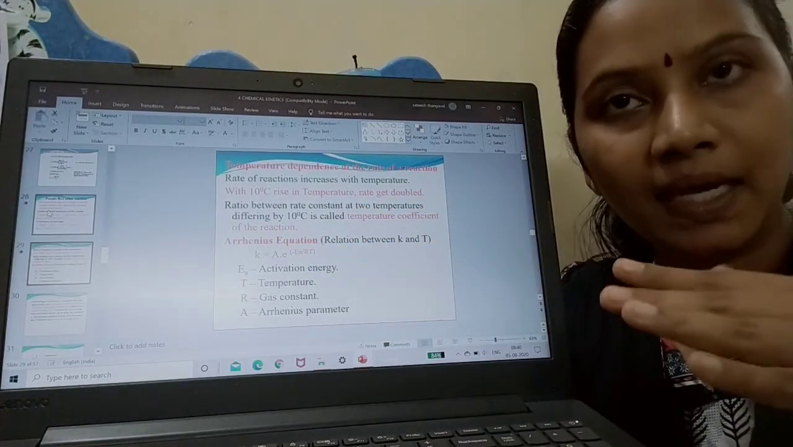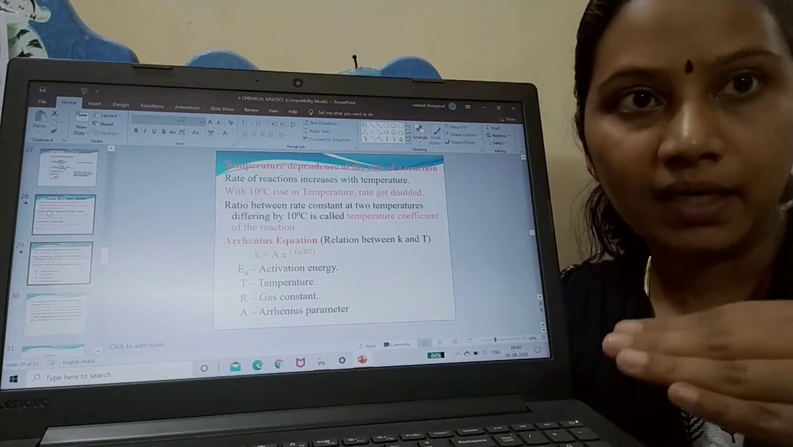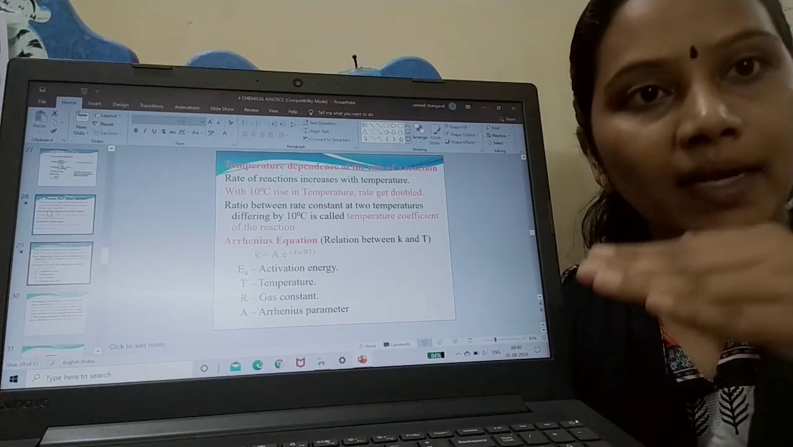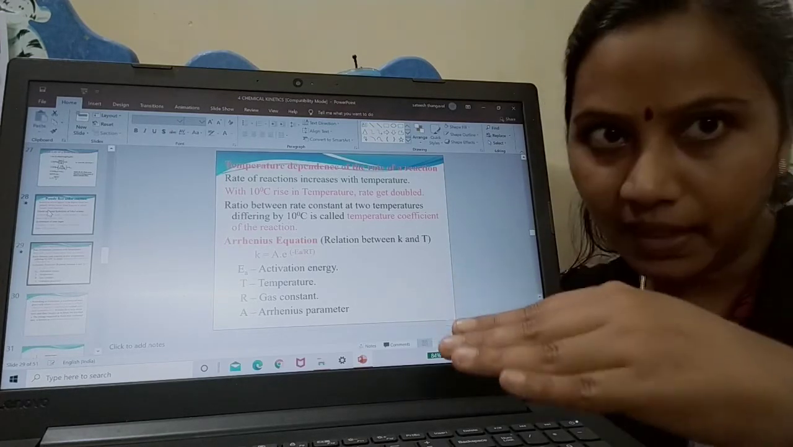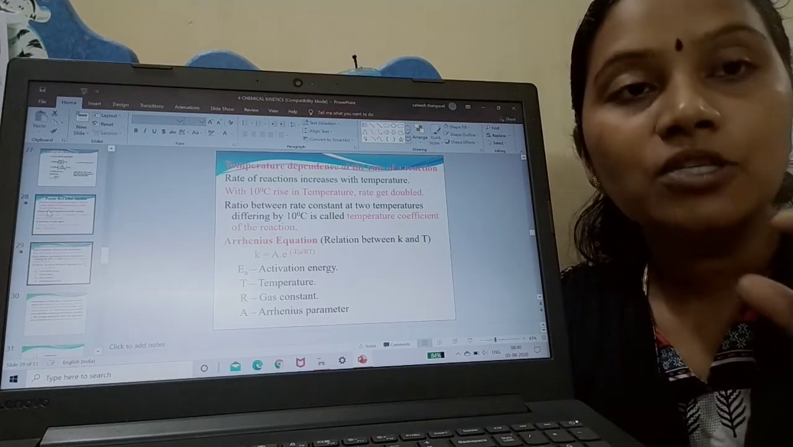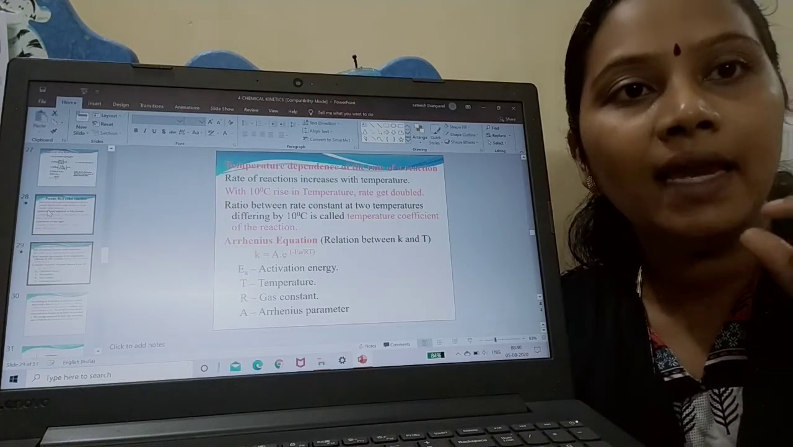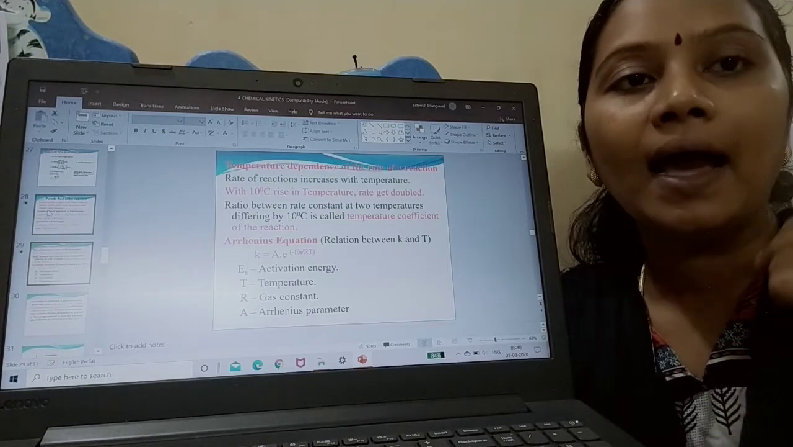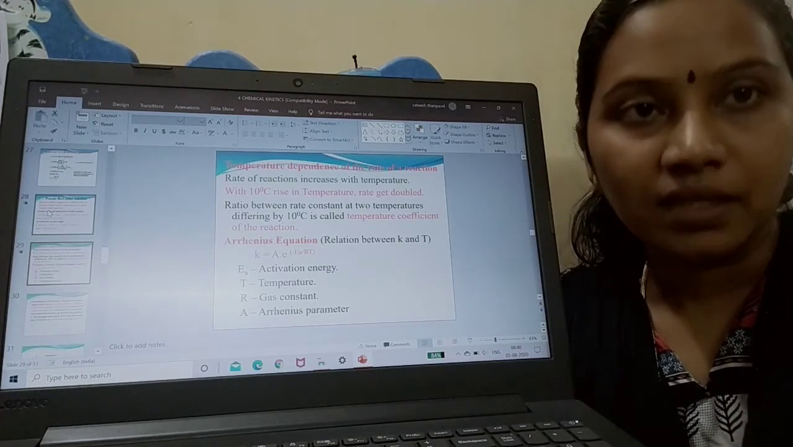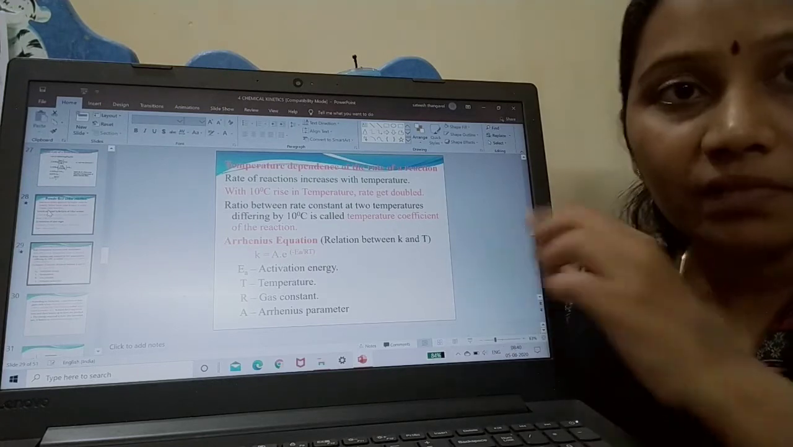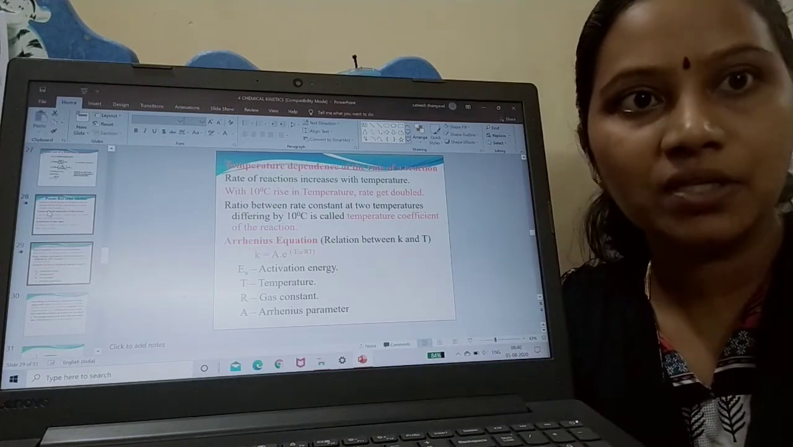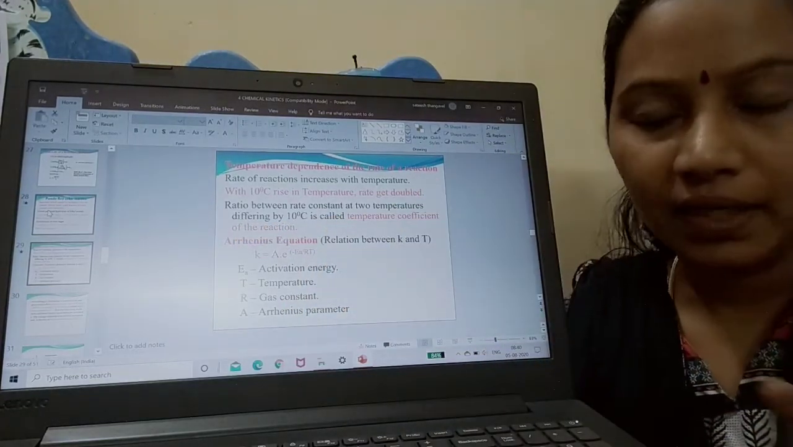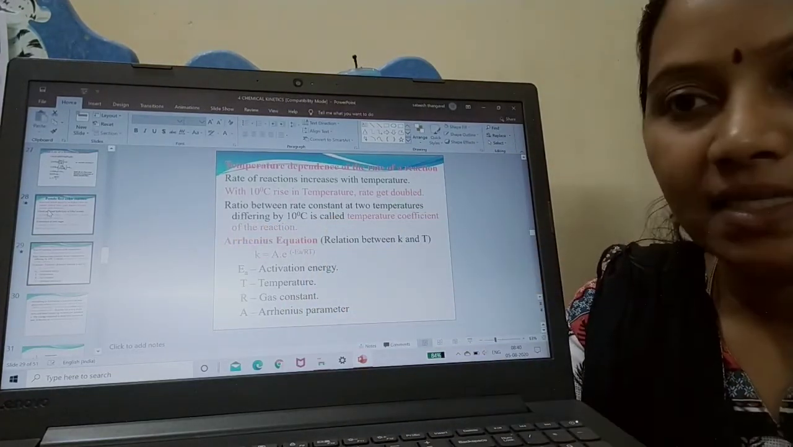Say for example, I have carried out a reaction at 0 degrees. What is the rate constant? Now I have increased the temperature to 10 degrees Celsius and carried out the reaction. I got a rate constant. So the ratio of the rate constant of the 0 degree centigrade reaction and the 10 degree centigrade reaction, the ratio between these two, when the difference in temperature is 10 degrees Celsius, is called the temperature coefficient of a reaction. Now what is the Arrhenius equation?